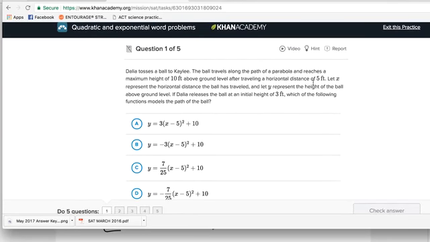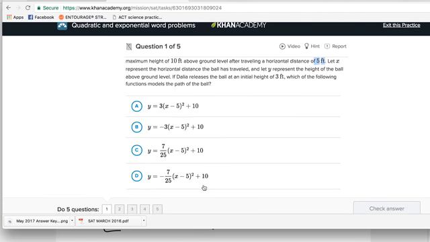In this problem, we've got a bunch of explanation. We essentially see that she throws up the ball and it peaks at 10 feet after it's going a distance of 5 feet. That means my vertex is at 5, 10, because it goes across 5 and it goes up 10. So I know that there's got to be a 5 here, you get what I'm saying, and a 10 here. Well, that's true of all of these.